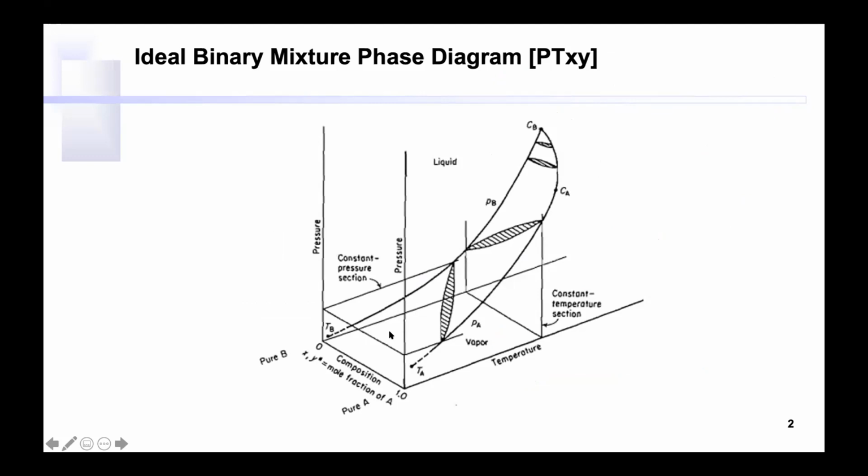So this axis is the composition X, where X is the mole fraction of A. So 0 is pure B, and this one is pure A. Then the vertical axis is the pressure, and this one is the temperature. So it's up to you. Do you want to slice it vertically at constant temperature, or horizontally at constant pressure?